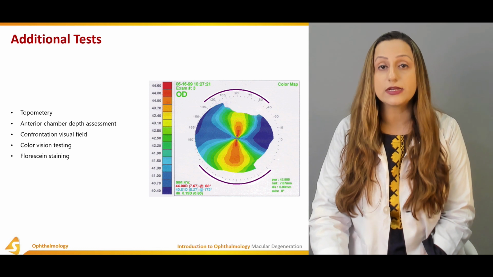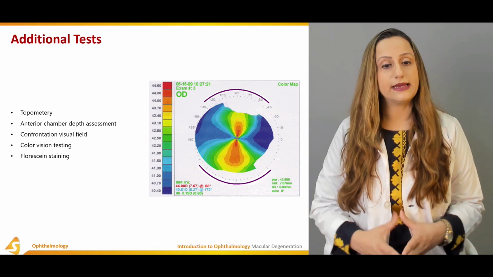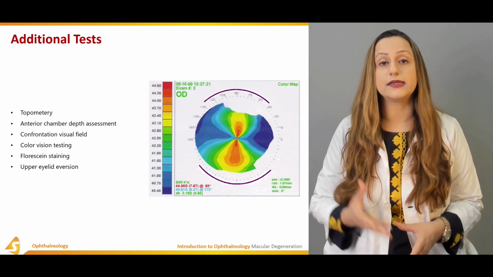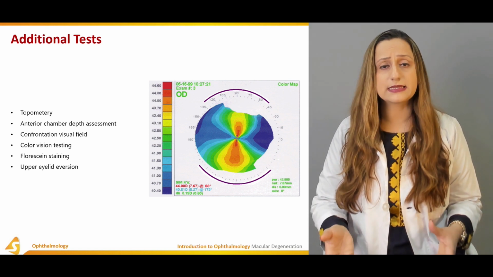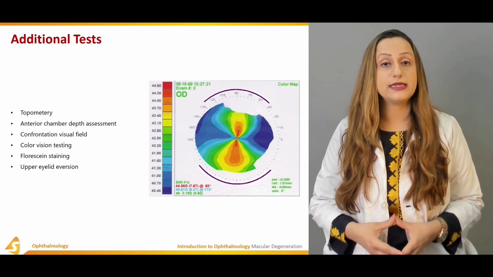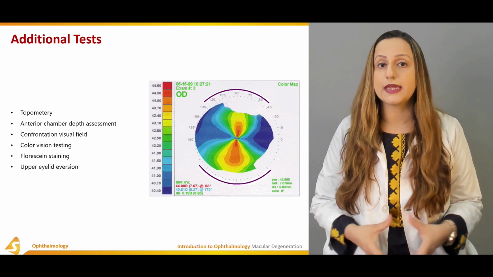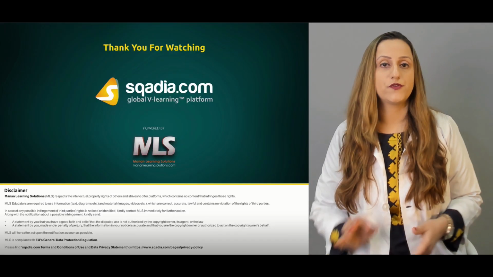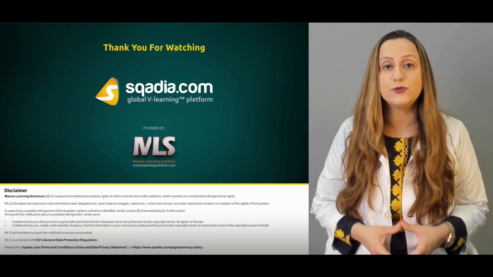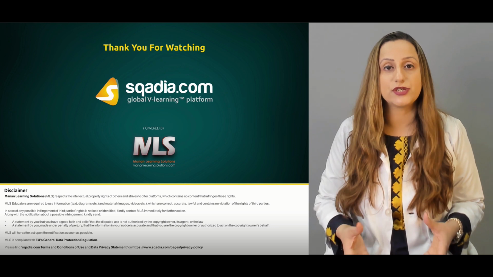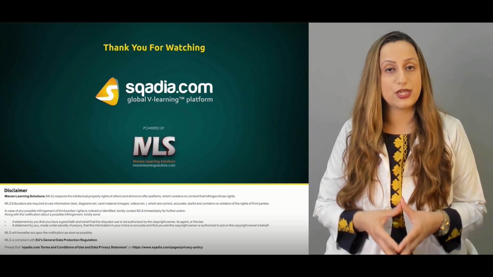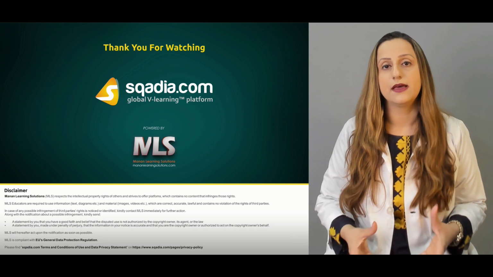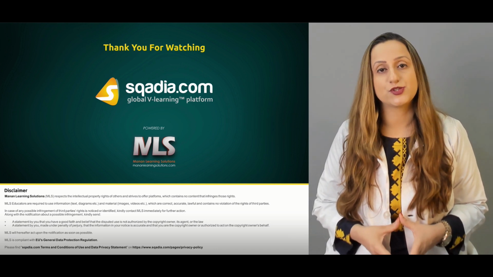And then we have the fluorescein staining. That is done for a lot of individuals. In these cases, the upper eyelid inversion can be done just to see the health point of view, or to indicate whether it is the dry form or the wet form of the disease. So in this section, we summarized age-related macular degeneration, the treatment modalities, and the additional tests that are performed for such patients.